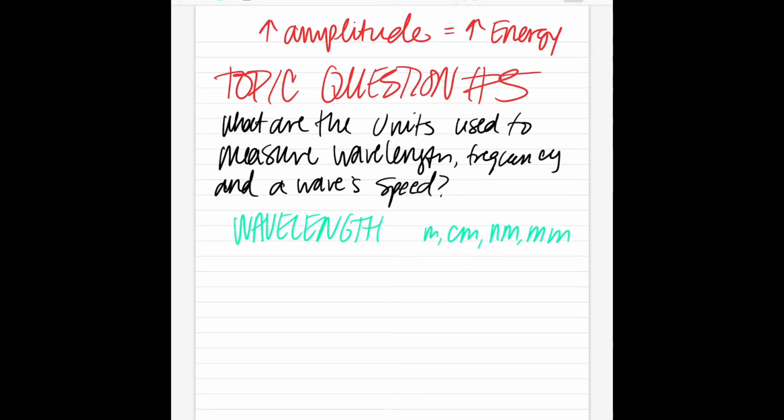Light is normally measured in nanometers, but it's still a measure of length. It is abbreviated by the Greek symbol lambda, and it's measured in meters. For the most part, it's going to be in meters, so we're going to talk about it in terms of meters.